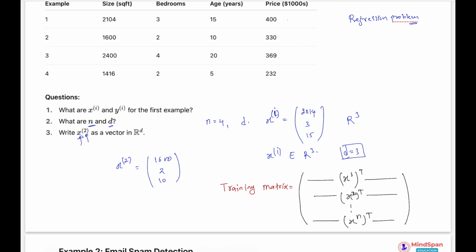If I ask you what will be the dimension of this training matrix, how many rows and how many columns? Think a little. If I write this vector as a row vector, 2014, 3, 15, then how many columns will there be? 3 columns, and similarly all will have 3 columns. The rows depend on the number of examples I have. So the dimension of this training matrix: the number of rows is n, the number of columns is the number of features, D. So it is an n cross D training matrix.